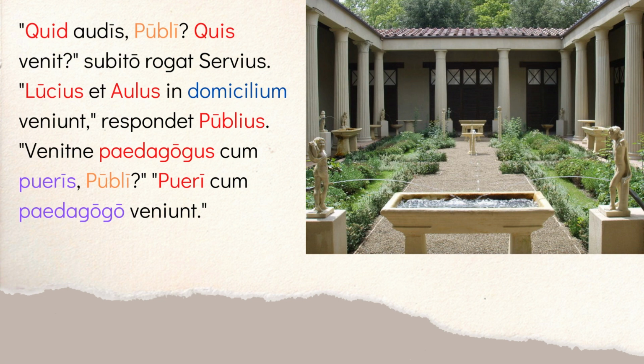Then you have, venitne paedagogus cum pueris, Publi? Then you have the response of, pueri cum paedagogo veniunt. So venitne means, or is he coming, right? The ne means you're asking a yes or no question. So it says, is he coming, or is the paedagogus, the tutor, coming, cum pueris, with the boys, Publius. So Publius says, yeah, Lucius and Aulus are coming. And then the next question from Servius is, is the tutor with them, right? Did the tutor come with the boys? And he responds with this, pueri cum paedagogo veniunt. He says, the boys, veniunt, are coming, cum paedagogo, with their teacher, their tutor, right? So it's not just Lucius and Aulus coming, but their tutor is with them too.